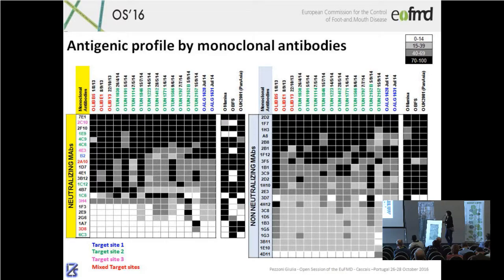With non-neutralizing MABs, the situation is even more homogeneous. The reactivity is even more homogeneous, considering also that these epitopes are not subjected to a selective pressure like neutralizing MABs, neutralizing epitopes.